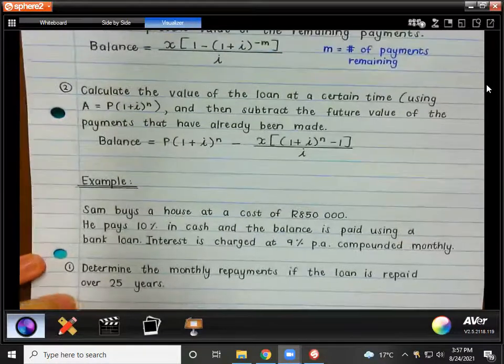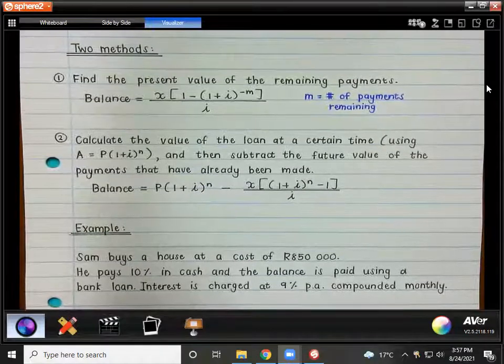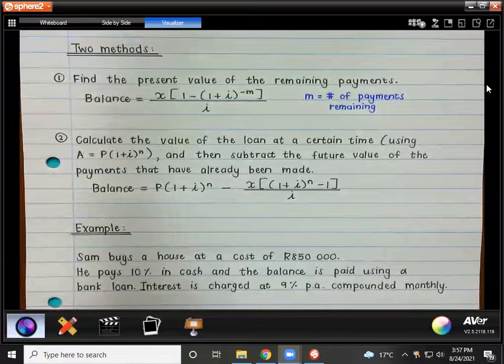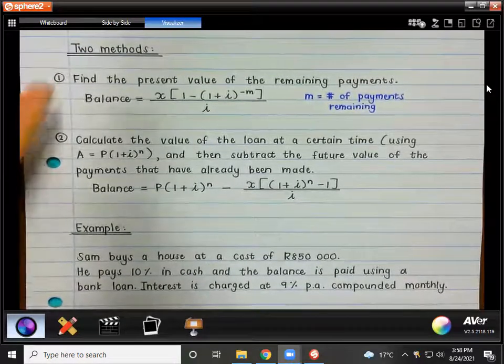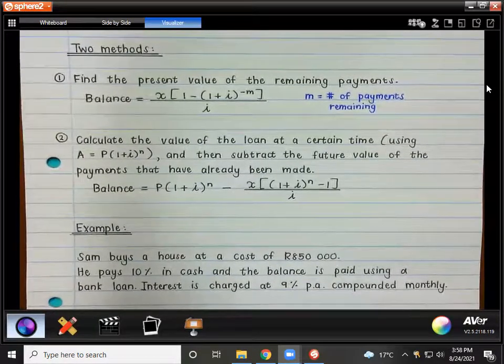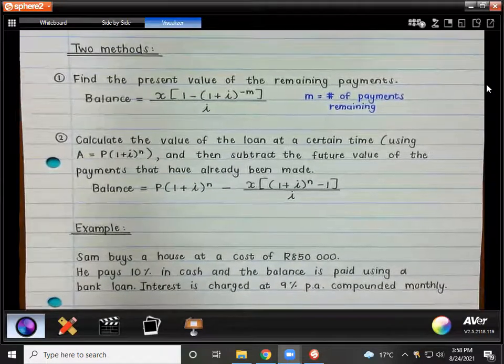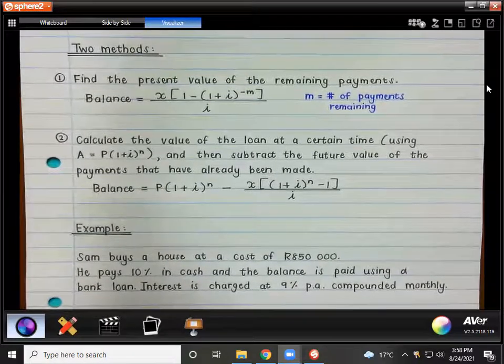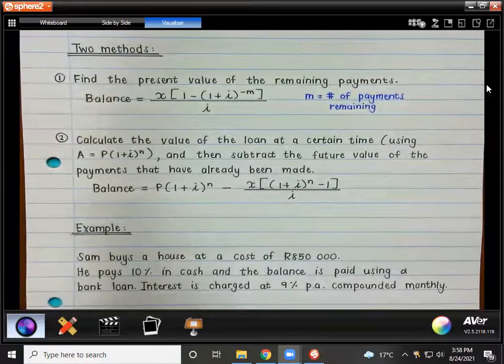Okay, guys, if you haven't copied down the example yet, that's fine. Let's just quickly talk about these two methods. I don't know if it makes sense already. Hopefully, I don't have to explain too much. All right, balance outstanding on a loan, the first method. I'm guessing that most of you will prefer this method because it is shorter than the other one, but it is sometimes also more difficult, and you are more prone to making mistakes, I think, but maybe you guys will be fine. So that is where you find the present value of the payments that are still supposed to be made.